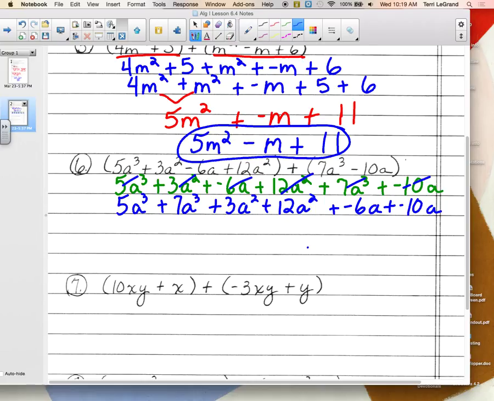Okay, so now we'll combine like terms. We have how many a cubeds? 12. And they stay a cubeds. We're adding, not multiplying. We have how many a squareds? 15a squared. We have how many a's? Negative 6 plus negative 10, negative 16a.